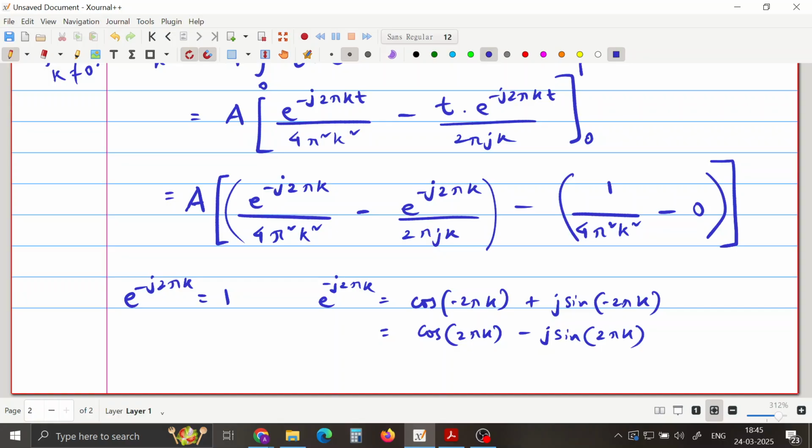Okay, so what happens to cos of 2 pi k? This is basically cos of any multiple of 2 pi, so that will always give you 1. And what about sine 2 pi k? That's a sine of a multiple of 2 pi, so that will always give you 0. So that is 1 minus 0, so that's simply 1, right?